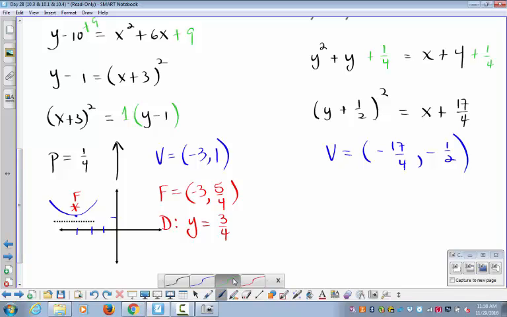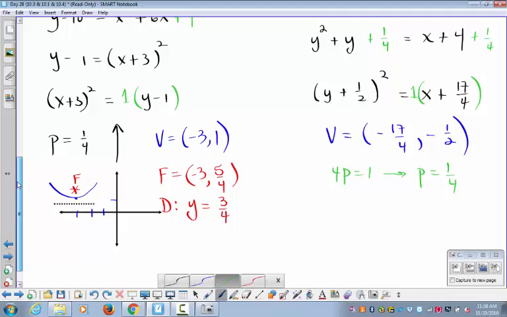All right. So then, what is p? So we have the same kind of weird situation, which is the most common one to make a mistake on. But 4p is 1. So p is 1/4. Okay. So let's go ahead and graph it.